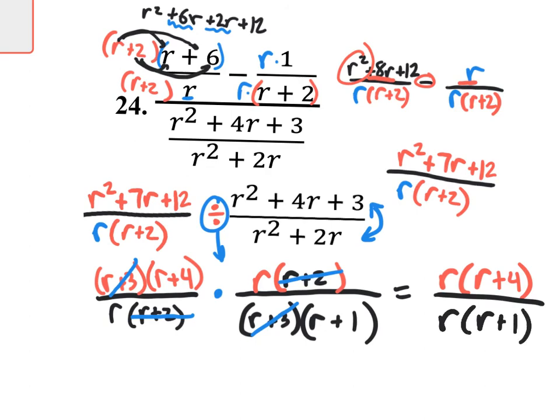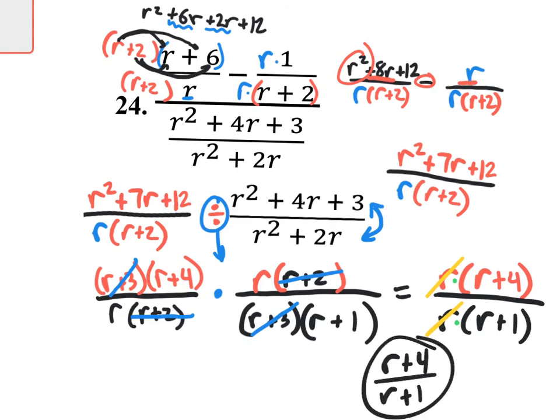And guess what? I do have r being multiplied by that binomial, and then on the bottom, r times that binomial. So because we have multiplication, I could also cancel this r above with that r below. And there is our final answer, r plus 4 over r plus 1. That is your answer for number 24. That's a lot of work. I hope you guys understood it.